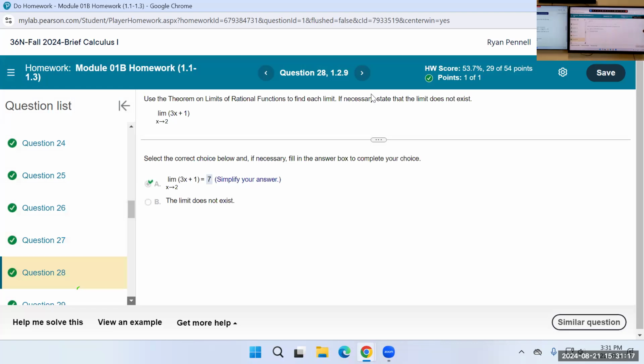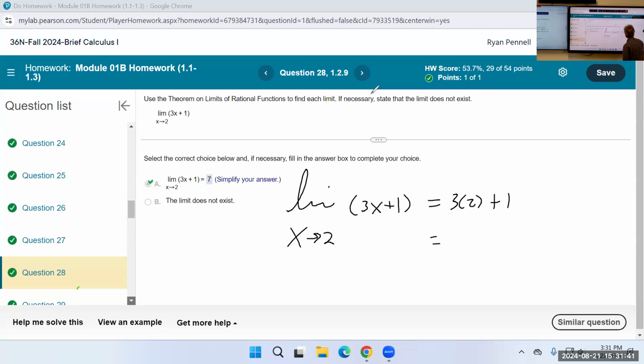Use the theorem of limits of rational functions to find each limit. If necessary, state the limit does not exist. The limit as x approaches 2 of the function 3x plus 1. Well, this is so easy, I can just do it. You don't even have to call upon any theorems or anything. This would just be 3 times 2 plus 1. And that's just the number 7. That's it. Just plug in the number.